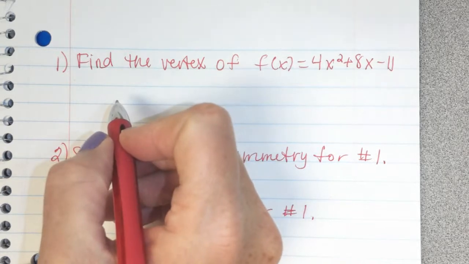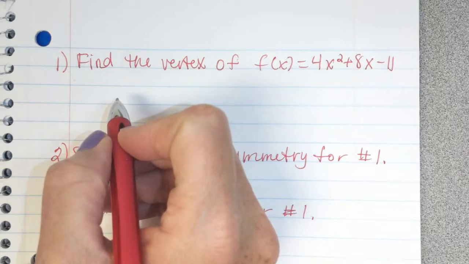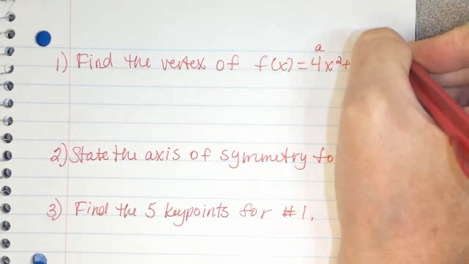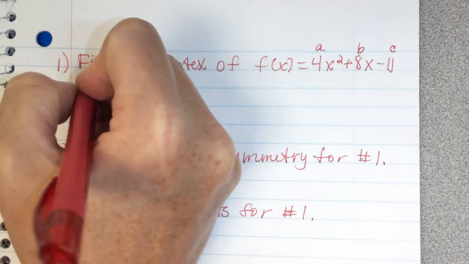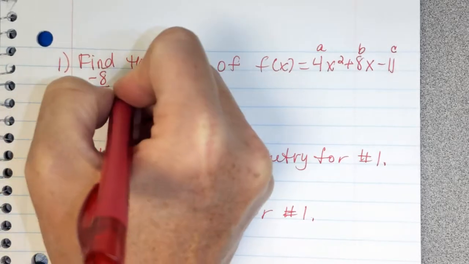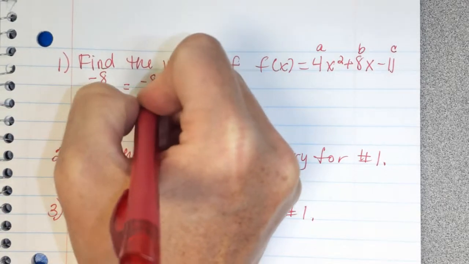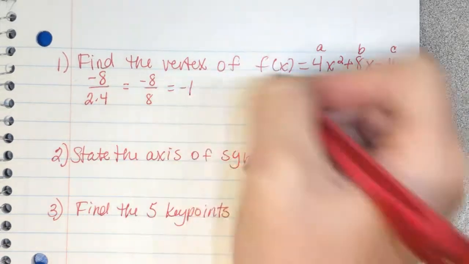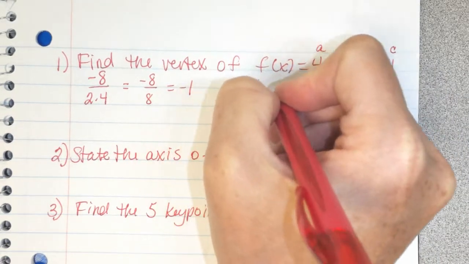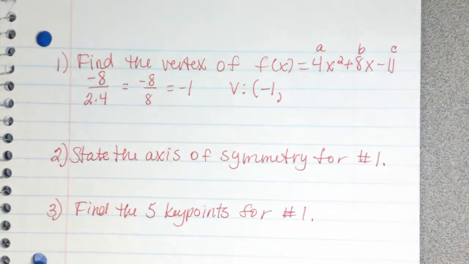What did you use? I used the negative b over 2a. Right, so we have a, b, and c, and so she had to do negative b over 2 times a. And so that was negative 8 over 8, and that gave her negative 1. So that part is correct on her vertex. So she knows that the x-coordinate is negative 1. So what did you do now, Taylor?